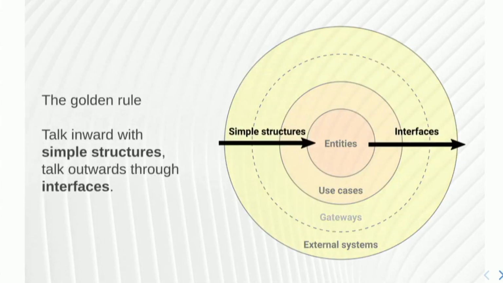The golden rule, I'm going to introduce it now and then show you an example that clarifies it, is that you talk inward with simple structures, outwards through interfaces. What does it mean? Simple structures are data types that have been defined inside. So, for example, again, something in use cases can use data types, and I mean data types in Python, for example. You can instantiate them if they have been defined in use cases and if they have been defined in entities. If something has been defined in external systems, you don't see it. You can't instantiate it.